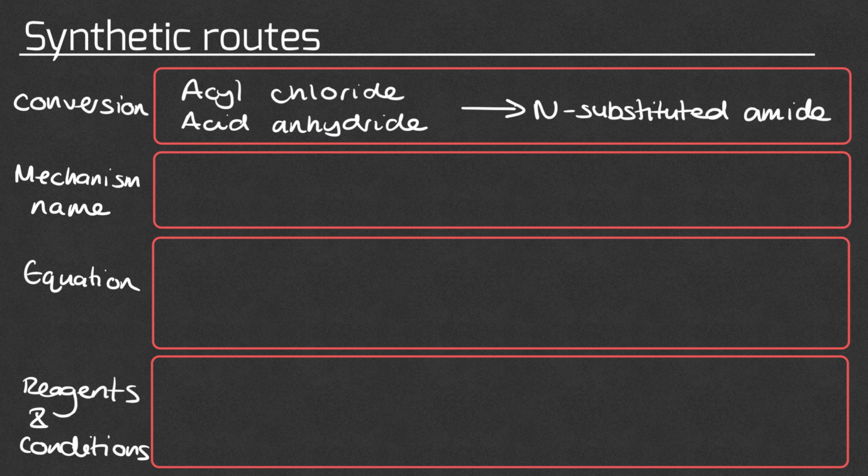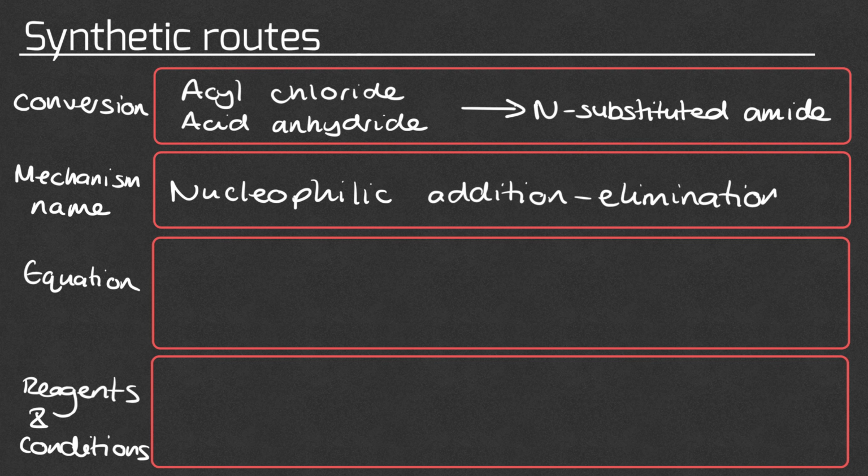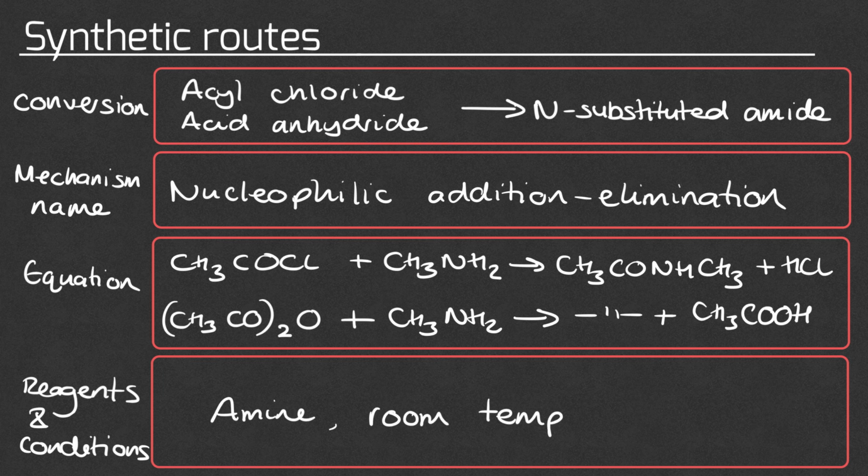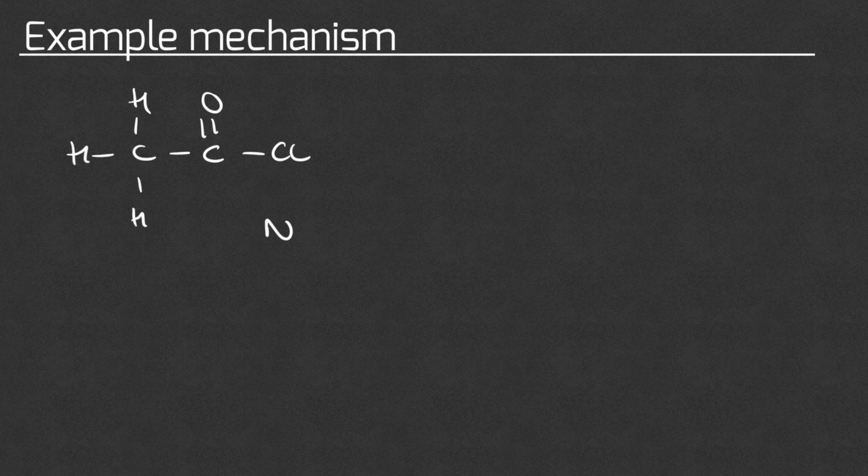For the conversion of an acyl chloride or acid anhydride into an N-substituted amide, this will be a nucleophilic addition elimination mechanism. An example equation would show the acyl chloride reacting with a primary amine to form an N-substituted amide and hydrochloric acid, or an acid anhydride reacting with a primary amine to produce an N-substituted amide and a carboxylic acid. The reagents and conditions would be an amine at room temperature. An example mechanism would show an amine and the acyl chloride.